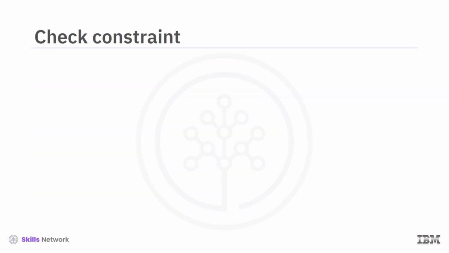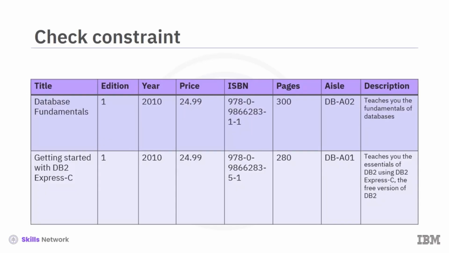The check constraint enforces domain integrity by limiting the values that are accepted by an attribute. In the relation book, the attribute year is the year in which a particular book is published. If this was still the year 2010, it would not be meaningful to have a year greater than the current year. The check constraint would enforce the domain integrity by limiting the values that are accepted by the attribute year.